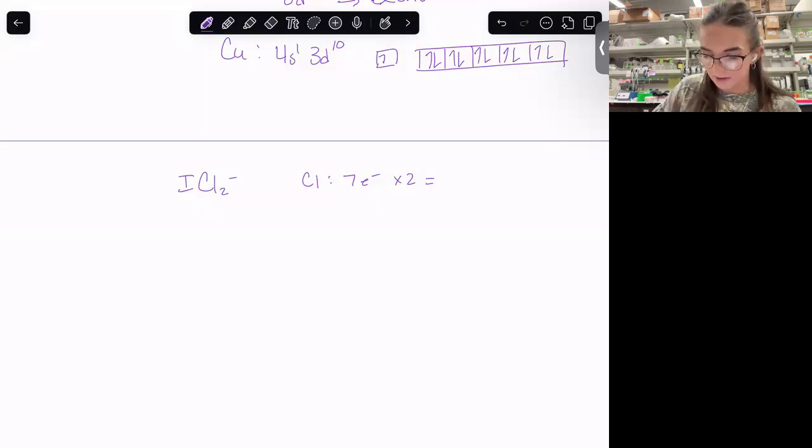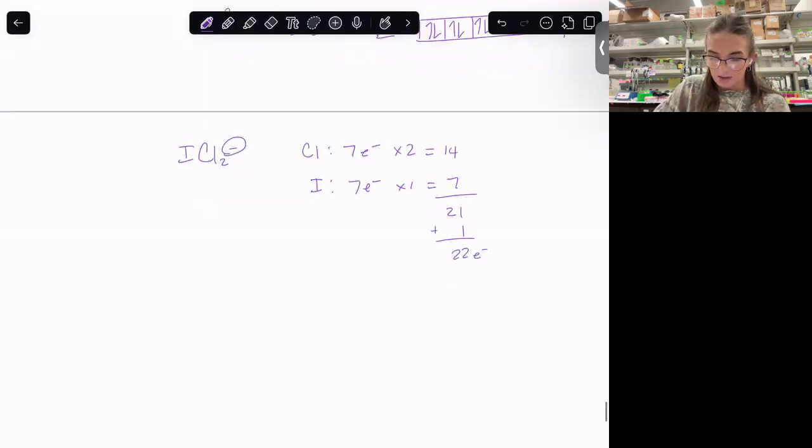Chlorine has 7 electrons times 2. That's 14 from chlorine. Iodine has 7 electrons times 1. That's 7 from iodine, for a total of 21. We have this minus, so that's going to be plus 1. So we have 22 total electrons.